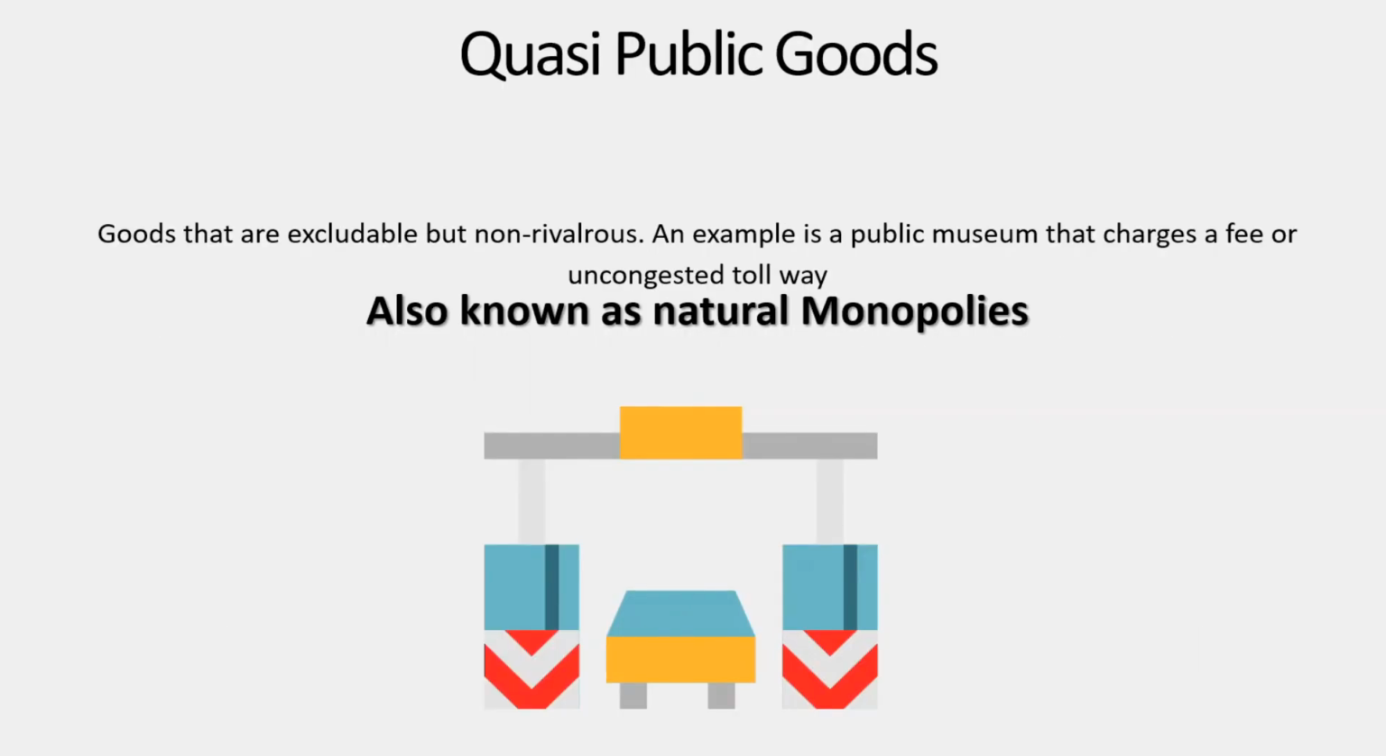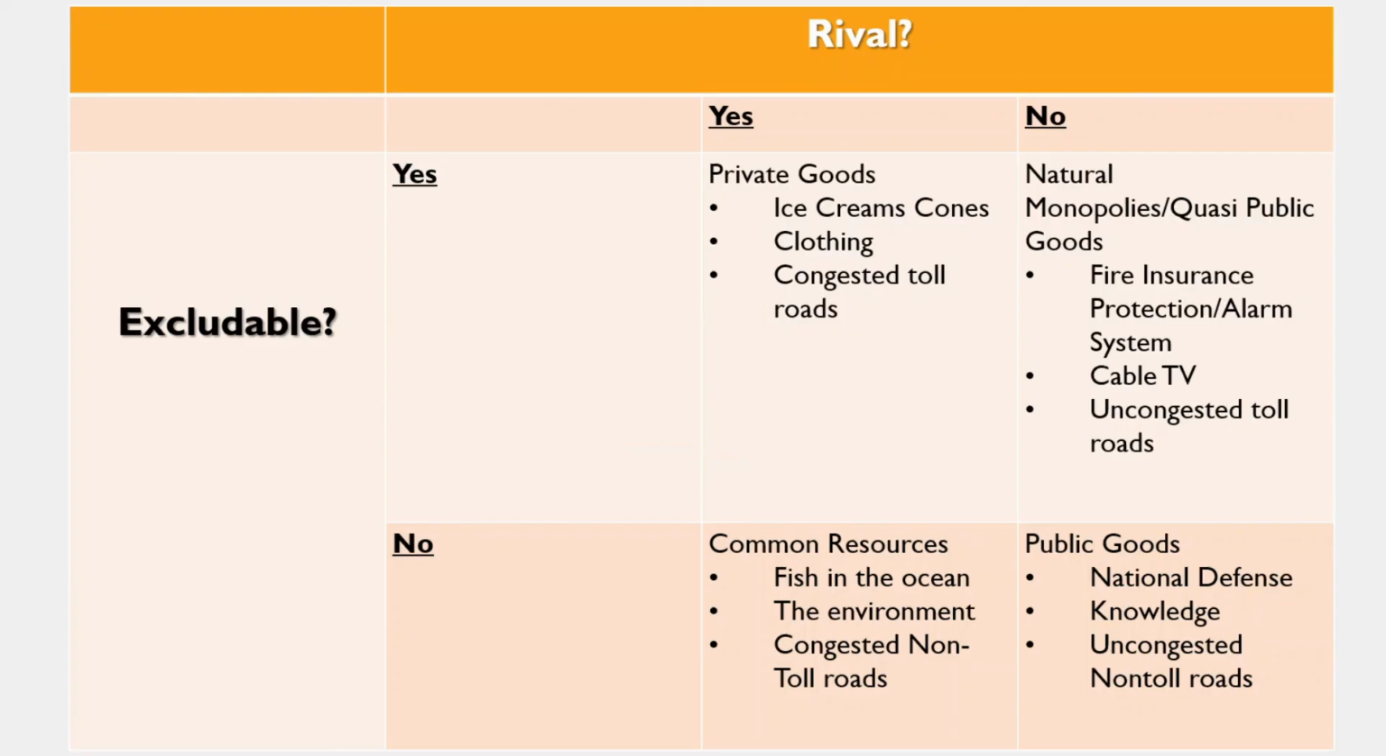We also have quasi-public goods. These are goods that are excludable but non-rivalrous. An example of this would be a public museum that charges a fee or an uncongested tollway. This is also known as natural monopolies. So we're just going to talk about the four different types of goods here, just to get a nice cute little chart right here that shows them.